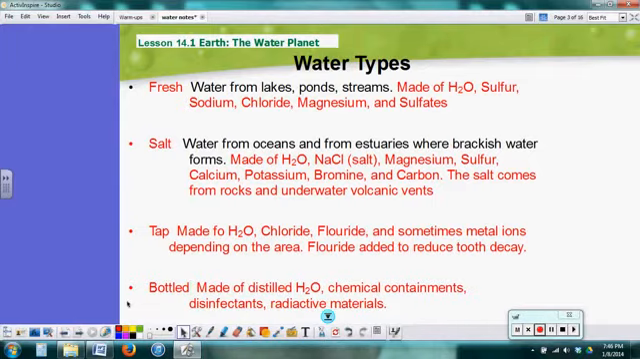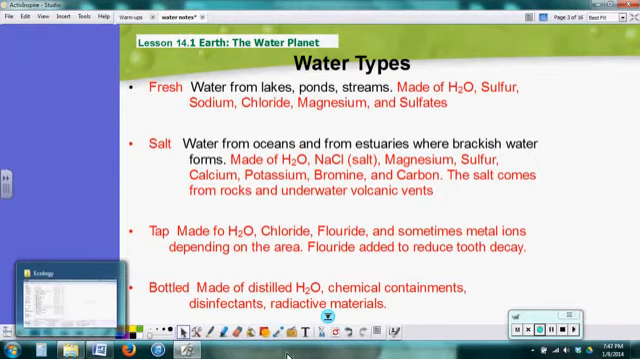And then bottled water. It's distilled H2O, so it has nothing but pure H2O, but it also has chemical contaminants from it being bottled and going through machinery. There's disinfectants in it to make sure that there's no bugs and germs. And there's actually, I spelled that wrong, but there's actually radioactive materials in it. Bottled water is technically worse for you because you don't have the reduction in tooth decay and because of the chemical contaminants that are in it. I suggest a lot of times that you just get a reusable container and fill it up with tap water, or you get one of those tap filters on there, but don't buy bottled water. That's basically what I'm saying.